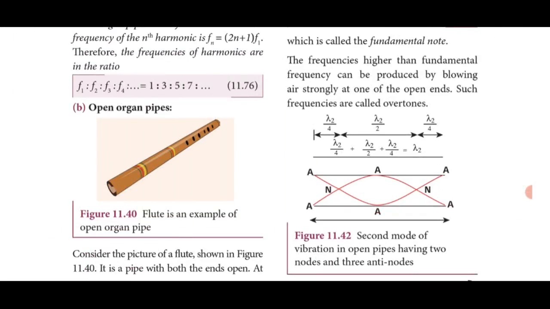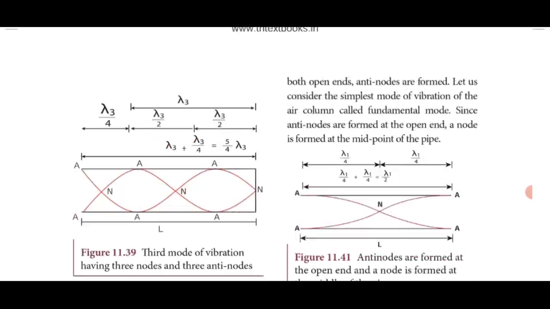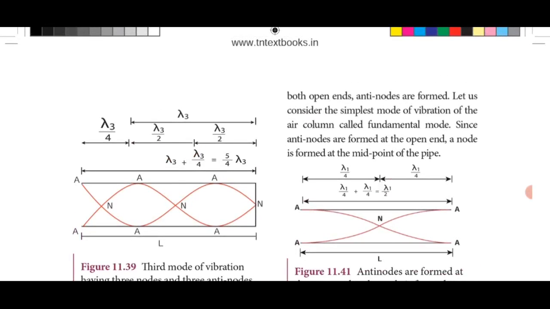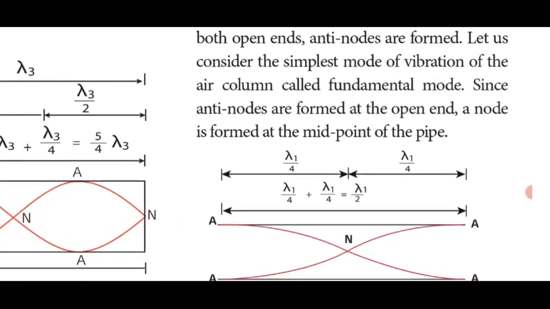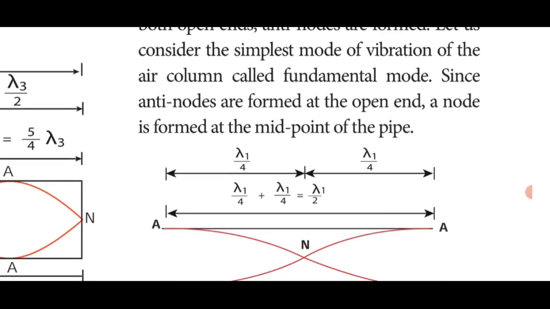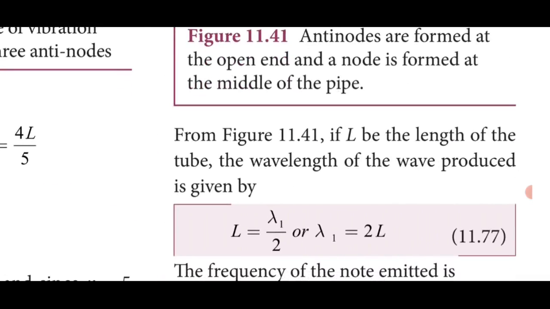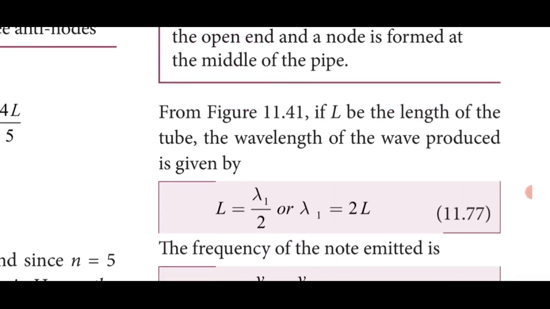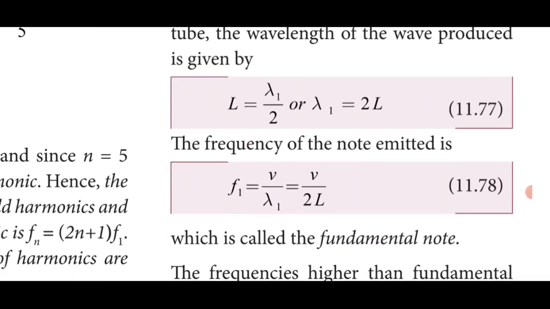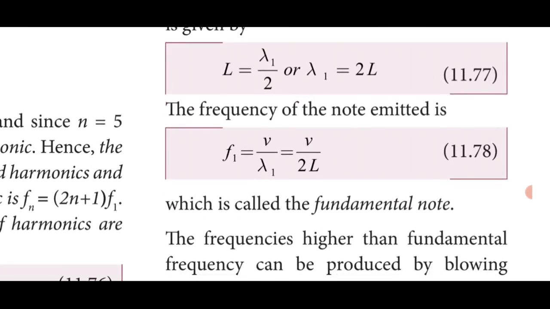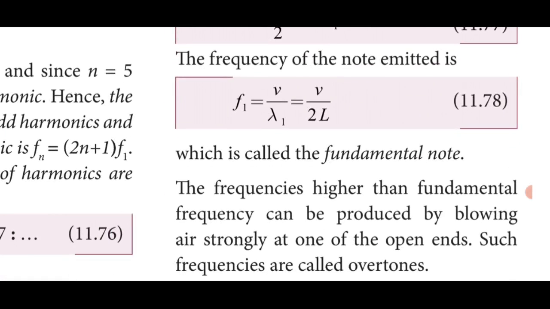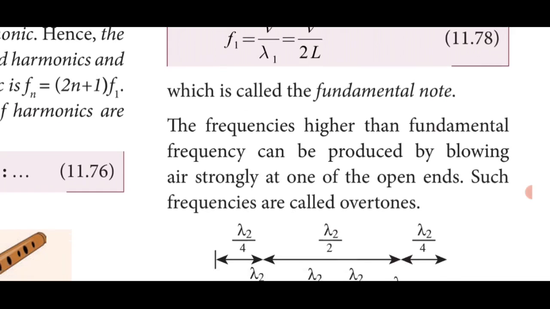Now we are going to consider this picture, and it is a pipe with both ends open. Correct, both the ends are open. So at the open ends, antinodes are formed. Let us consider the simplest mode of vibration in the air column, called the fundamental mode. Antinodes are formed at the open ends. Let L be the length of the tube and the wavelength produced. So L is equal to lambda 1 by 2 and lambda 1 is equal to 2L. So the frequency nu is V by lambda 1, that is V by 2L. So it is the fundamental note.